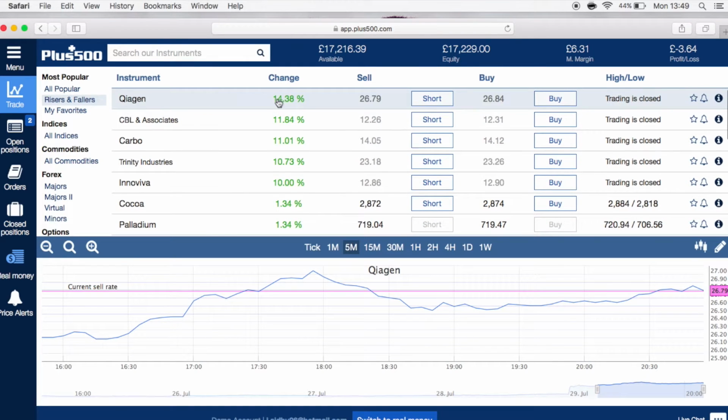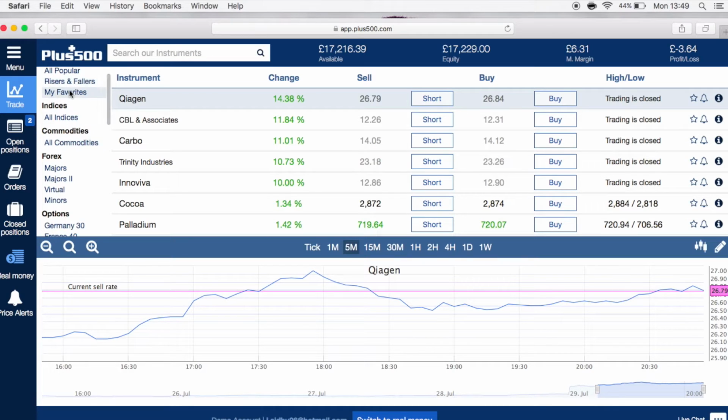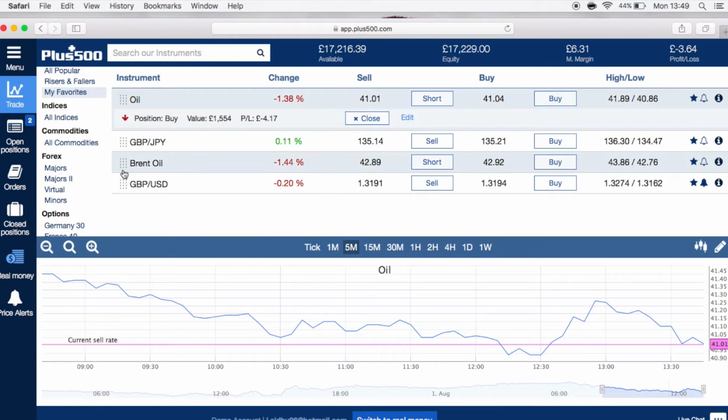So obviously this company here has increased massively by 14.38%. My favorites, here we can put in things that we like to trade. So here, for example, I have oil and a few currencies that I can edit myself.